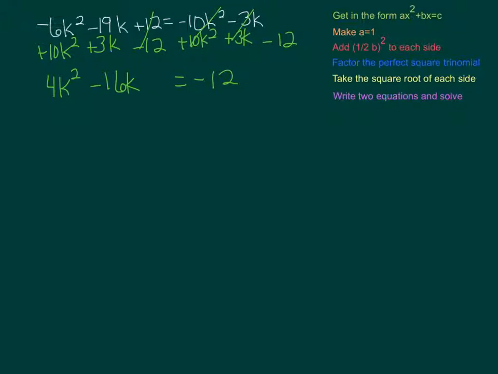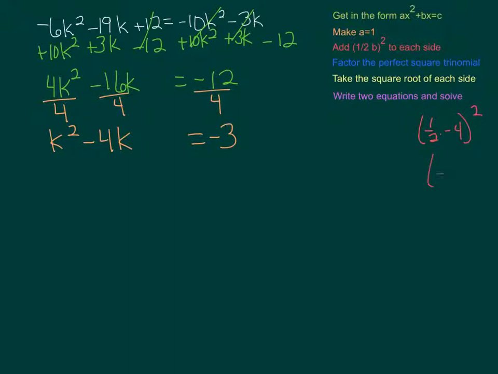Now we're going to make a equal 1. So we divide everything by 4, because right now a equals 4. And that gives me k squared minus 4k equals negative 3. Notice again that I am leaving a space there so that we can do the next step and add. Our b is negative 4, so we need 1/2 times negative 4, which is negative 2, and then we need to square it, and we get 4. So we add 4 to each side.